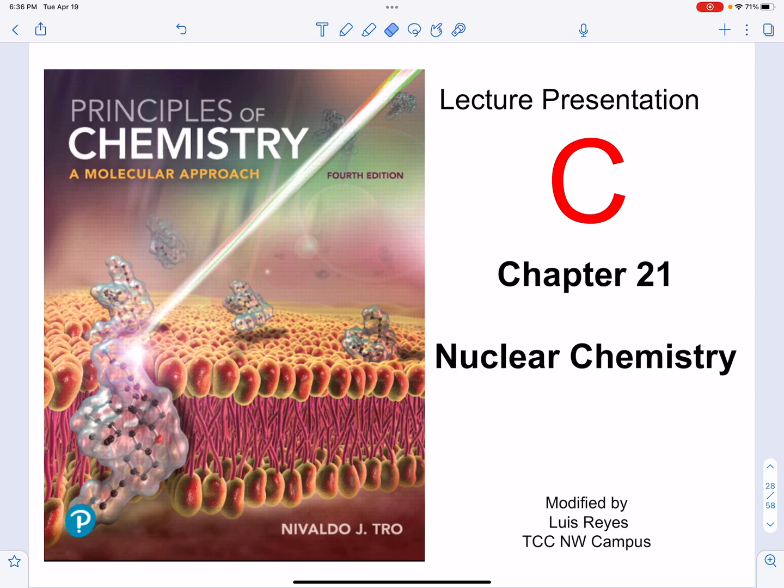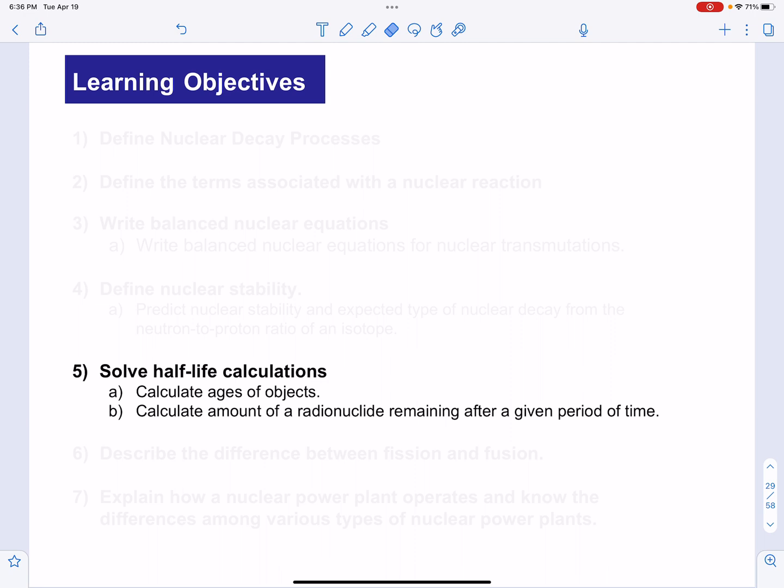Welcome back. So on this part of the lecture, we're going to be seeing how kinetics relates to nuclear reactions. And we're going to be doing that by studying the half-life of radioactive material. And by doing that, we're going to be able to use radioactivity as a way to calculate the age of objects.